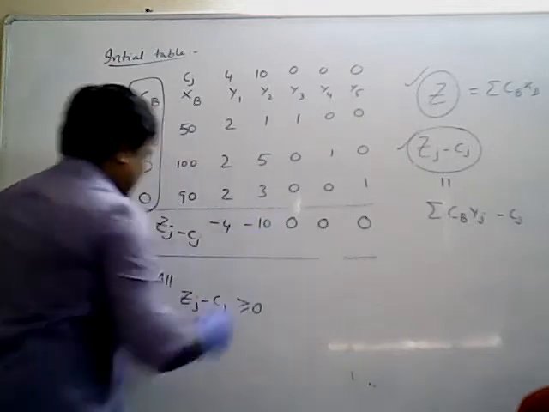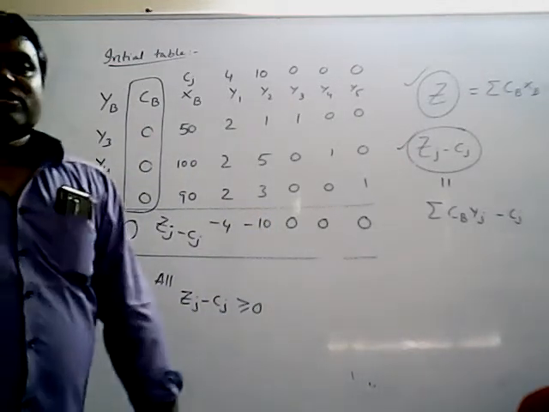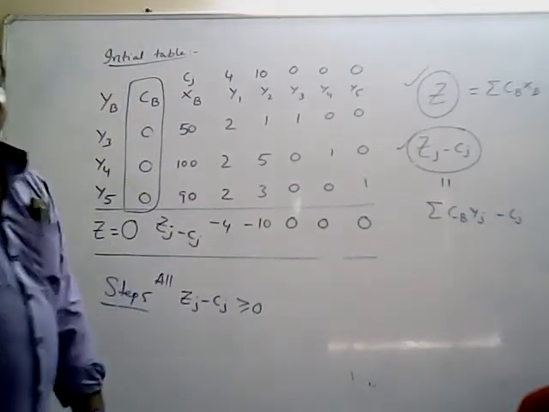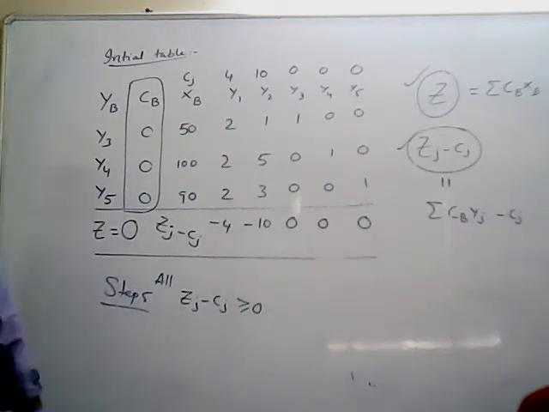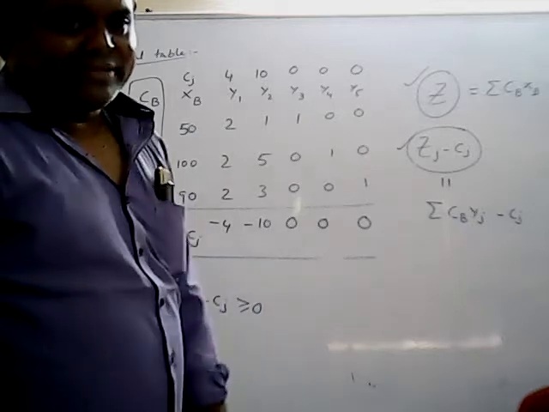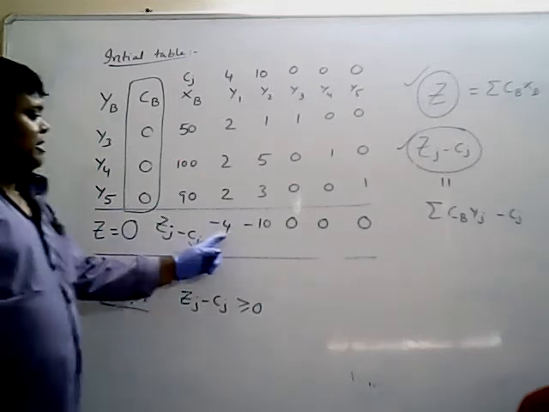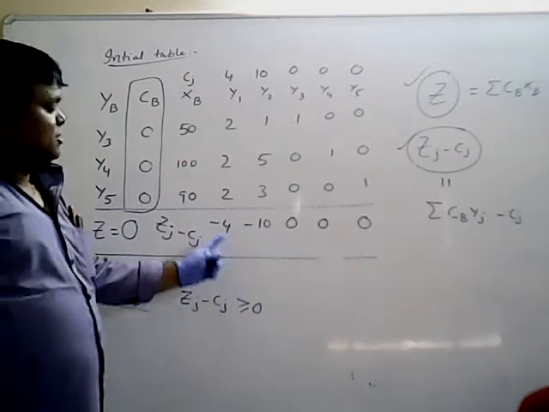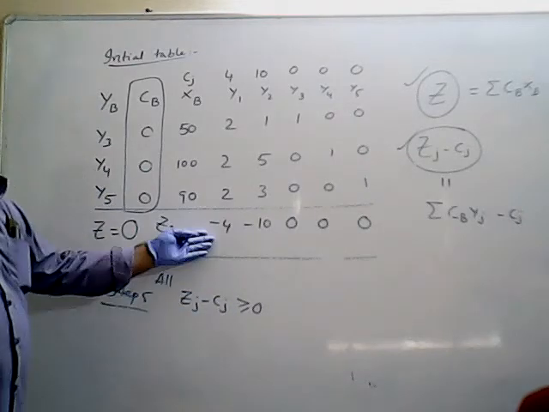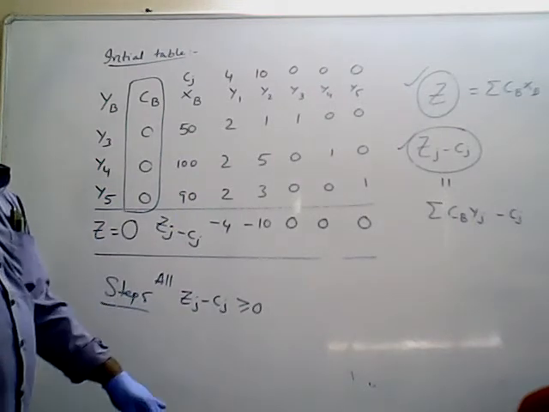But in this case you are not getting all positive. So what is step number 5? If all Zj minus Cj are greater than or equal to 0, you have reached the optimum solution. Otherwise, if any one value is negative, then you have to go to the next step. One negative value is enough. So how many negatives did you get? 2 negatives. You cannot apply step number 5 for this one, because if all are positive, the solution is completed. Otherwise you have to go to the next step. What is the next step?